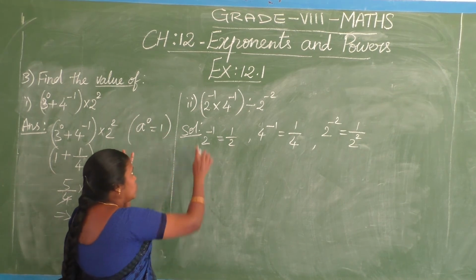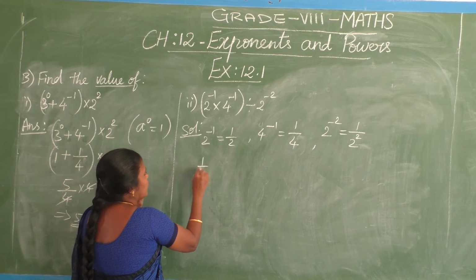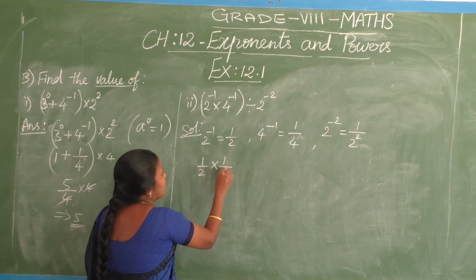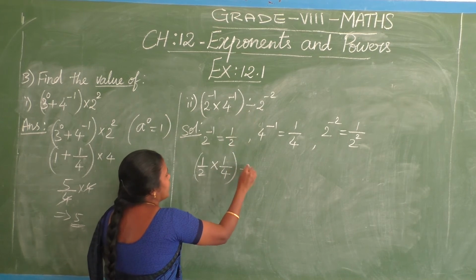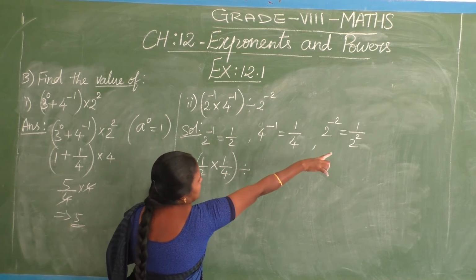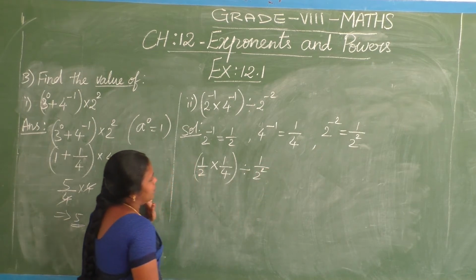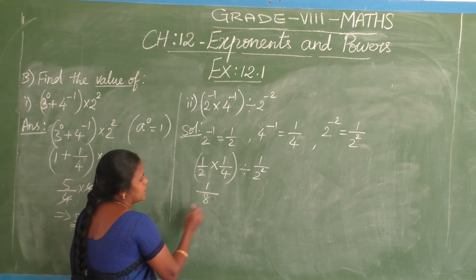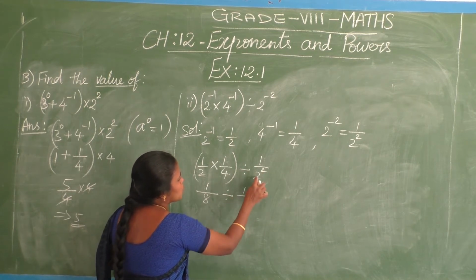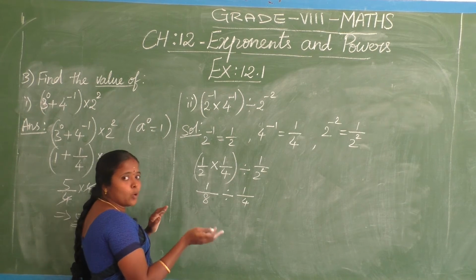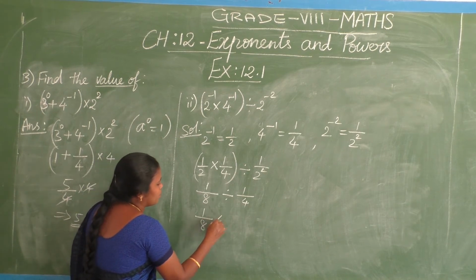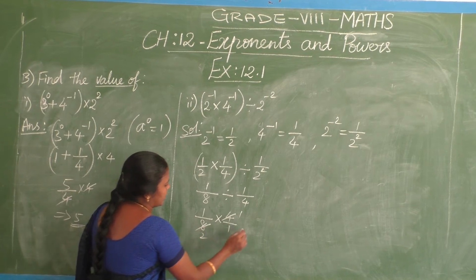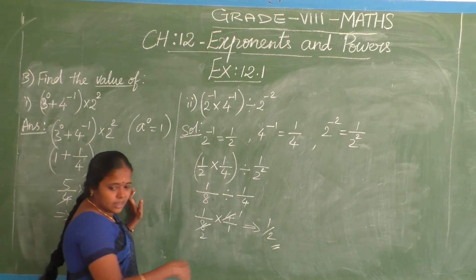Now apply 2 power minus 1 in the place of that, we can write this 1 by 2, multiply 4 power minus 1, at the time we can write 1 by 4, divided by 2 power minus 2, that value 1 by 2 square. Clear? Multiply only, no need to take LCM. So 1 into 1, 1, 2 fours are 8, divided by 1 by 2 square, nothing but 4. Division of two fractions is the reciprocal of multiplication, you know well. So 1 by 8 multiply by, what is this reciprocal of the second part? 4 by 1. So simplify, 1 4 is 4, 2 4s are 8. Final answer is 1 by 2. Like this, step by step you have to solve.